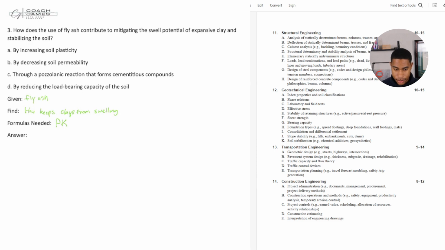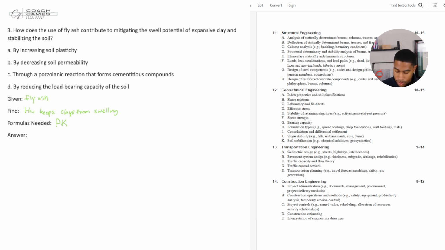Improved compaction, right? So the addition of fly ash enhances the compaction properties of expansive clay, right? So this improvement is crucial for achieving a more stable and resilient soil structure, which reduces the likelihood of settlement, right? All right. So based on that information, let's check out our answer choices.